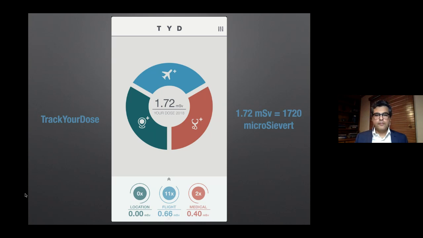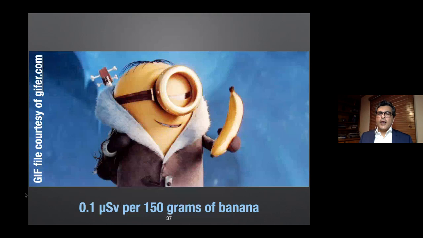A lot of the foods that we eat have radioactive isotopes in them. For example, bananas have radioactive potassium in them. But the good news is that the dose from the potassium that you ingest when you eat a banana is not cumulative, because it is rapidly excreted by the body. For every 150 grams of banana that you eat, you're exposed to 0.1 microsievert of radiation.